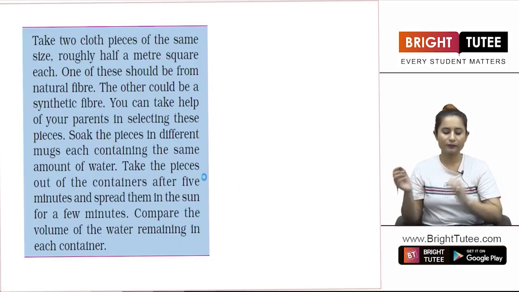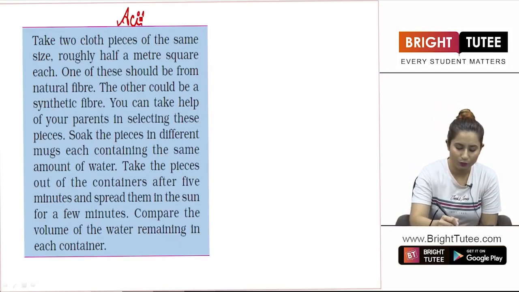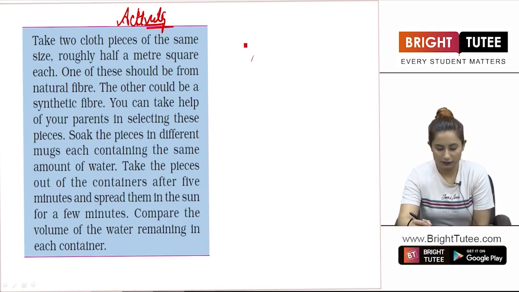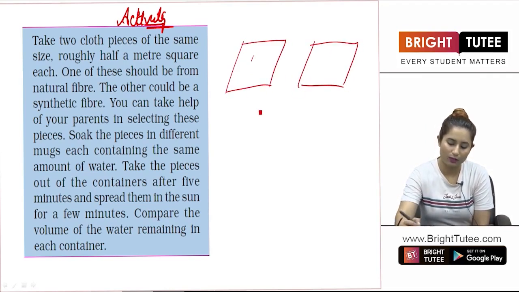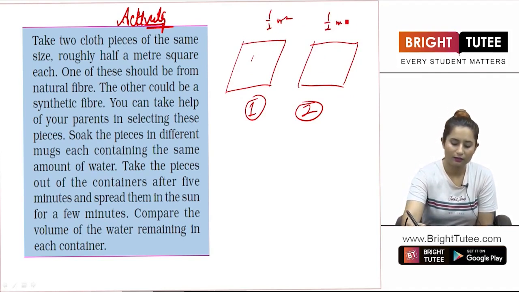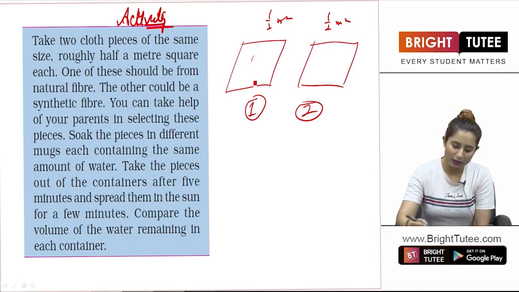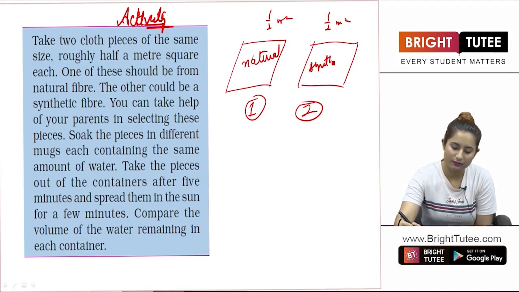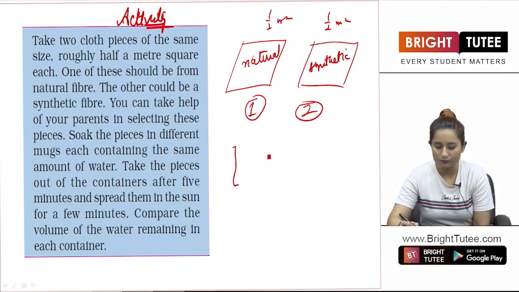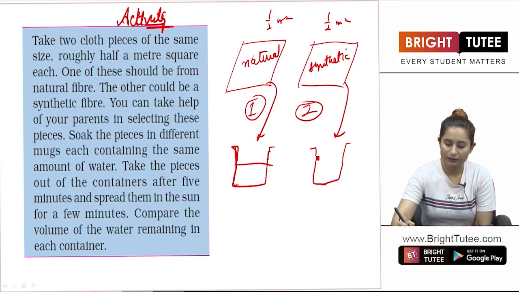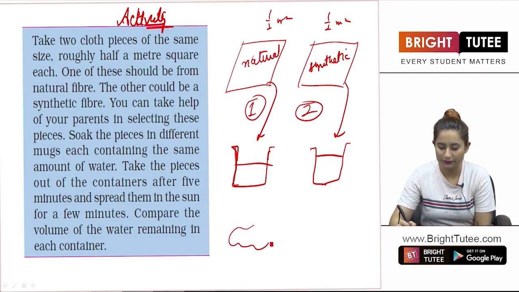Right, students? Now, there is a simple activity to prove this fact that synthetic fibers are much better than natural fibers. You take two pieces of cloth, cloth 1 and cloth 2, both of them half a meter square, so the area is the same. Now, one of them is natural and the other one is synthetic. Now, what you do is, you take two beakers and fill them with water. Now, you dip each fiber into the water and take them out. Now, you have both the fibers in wet form.